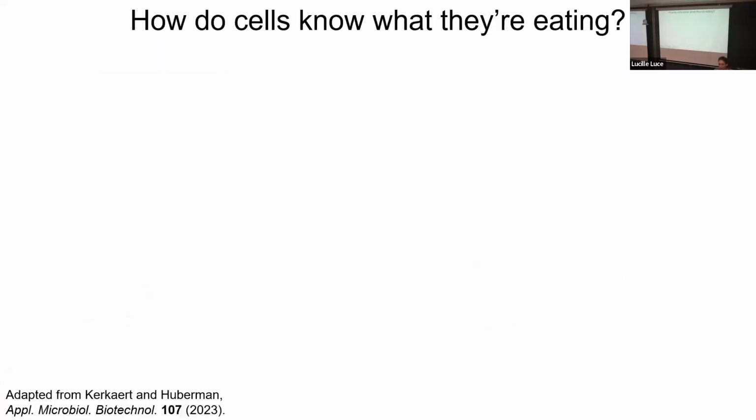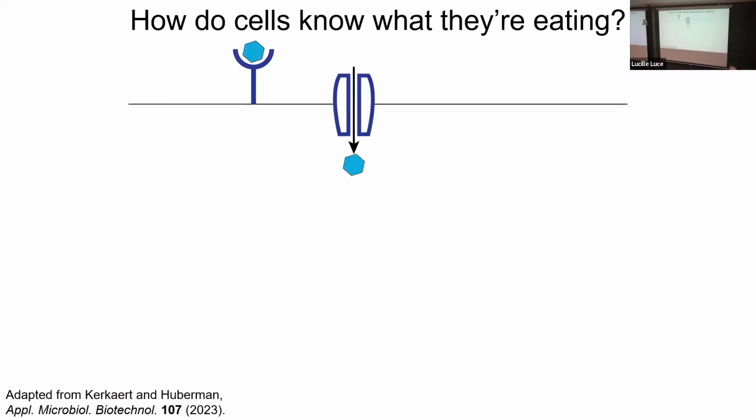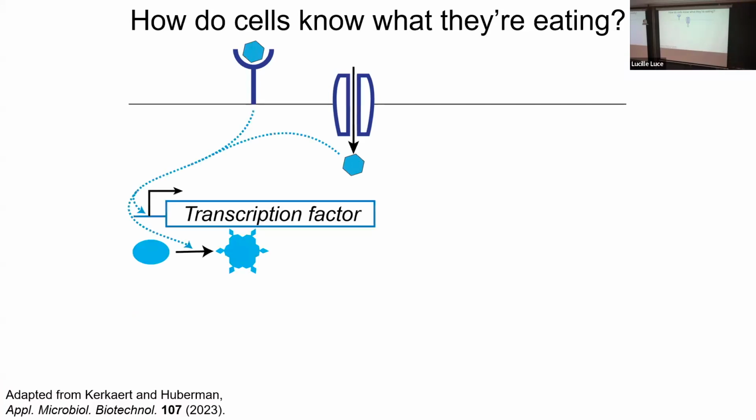And so one of the big questions that my lab is really interested in answering is how do cells know what they're eating? And so if we zoom into the fungal cell at the molecular level, fungi don't have eyes or tongues or mouths, and so they have to sense their nutrients using receptors and transporters. And so at the cell surface, there'll either be a receptor that can bind to a nutrient or a transporter that can import that nutrient.